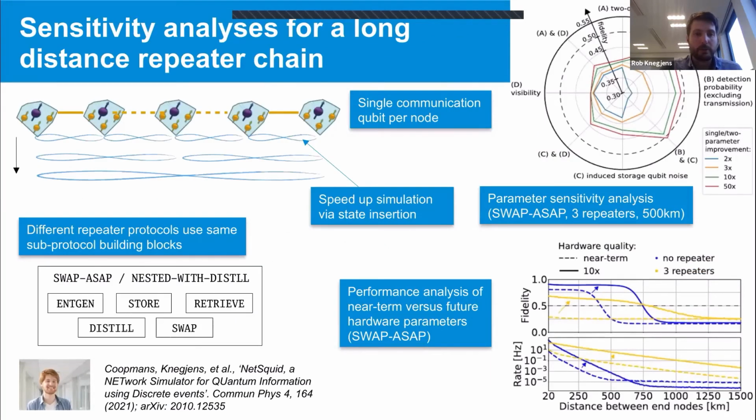Another one also that Tim has worked on during his PhD is the parameter sensitivity analysis for repeater chains, focusing on these nitrogen vacancy centers in diamond. This is, in the end, quite a challenging control setup because of the single communication qubit. So you can only ever use it to do one thing, and then you have to store its result and look the other way. So Tim, one thing he did was speed up the simulations by inserting states.